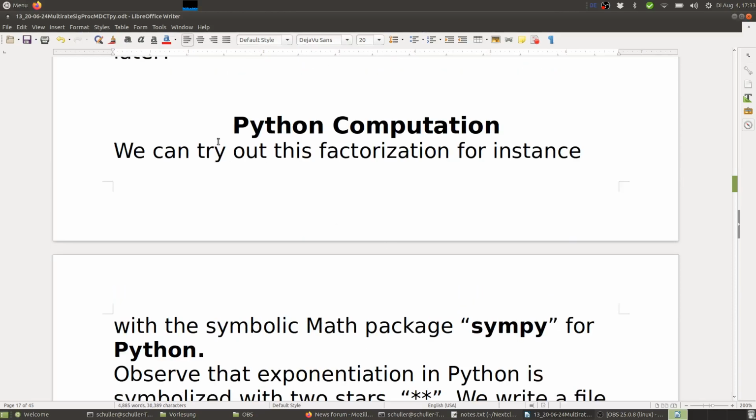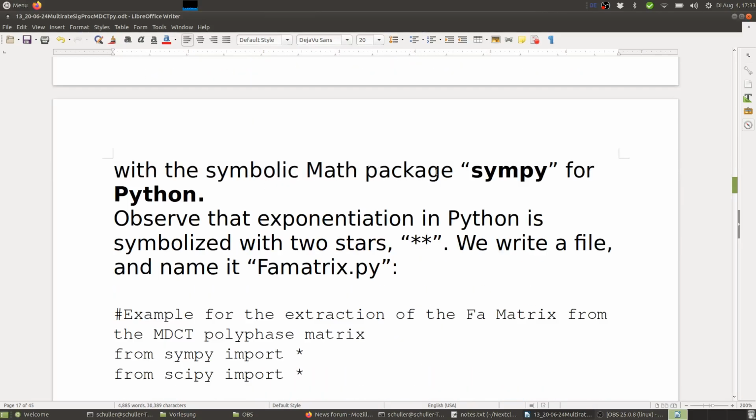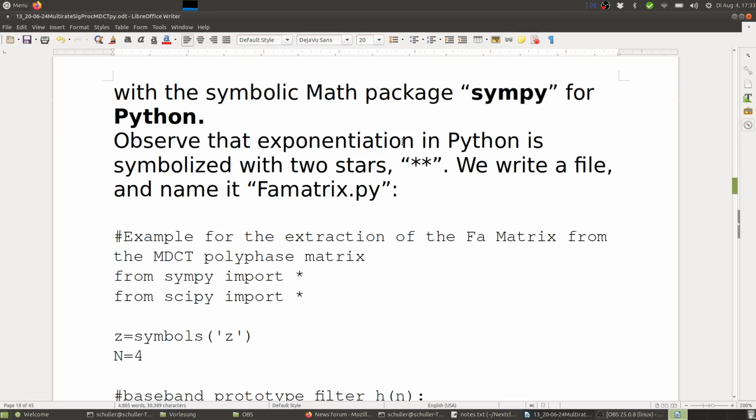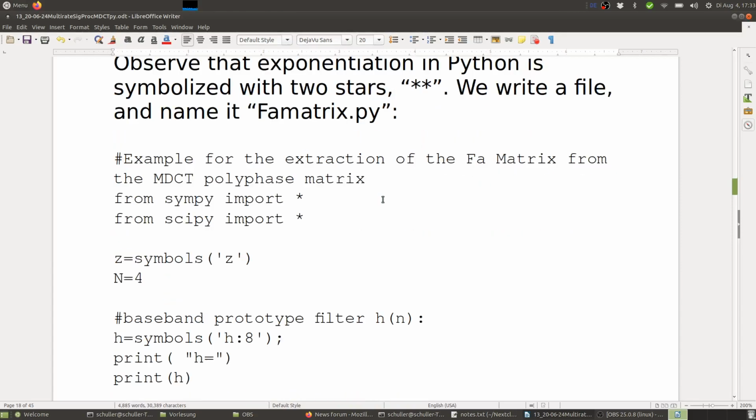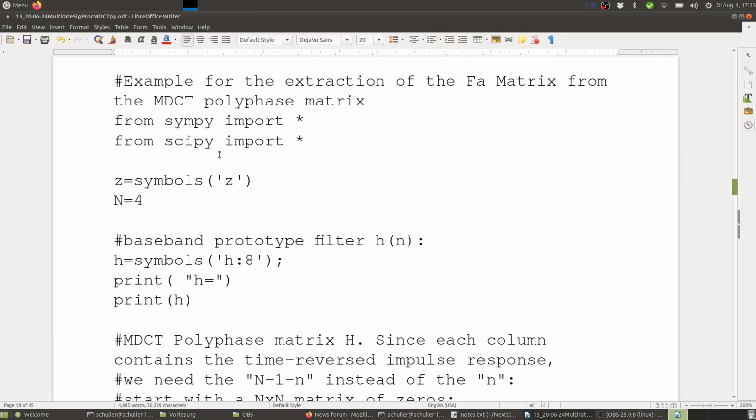Yeah, so now Python computation. We can try out this factorization, for instance, with a symbolic math package, SymPy, for Python. Observe that exponentiation in Python is symbolized with two stars. I wrote a file and named it famatrix.py. So basically I wrote this script here, which we can then simply execute.